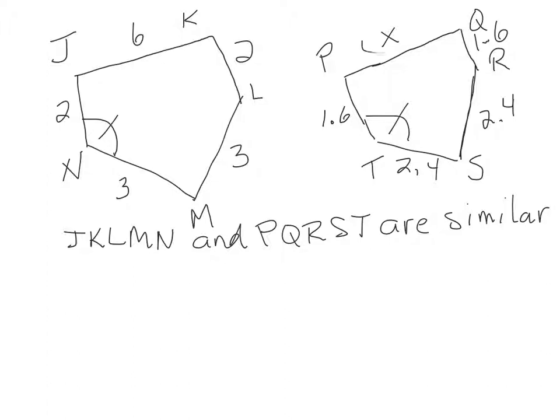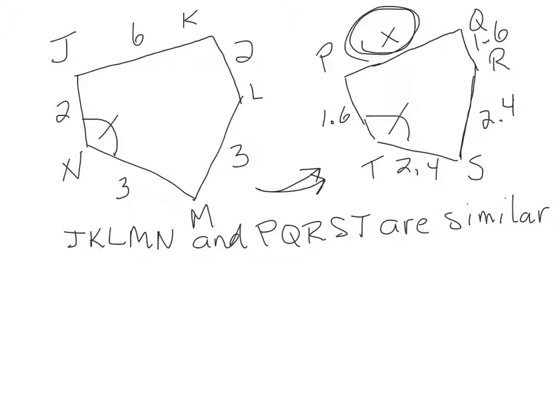We have an unknown side here on the second smaller one, so we need to figure out how to get that. The key is saying that the sides are proportional. So what you want to do is find out which sides from JKLMN match or correspond to PQRST. There's a correspondence between these two figures. I call it matching, but in the math world it's called corresponding sides or corresponding angles.